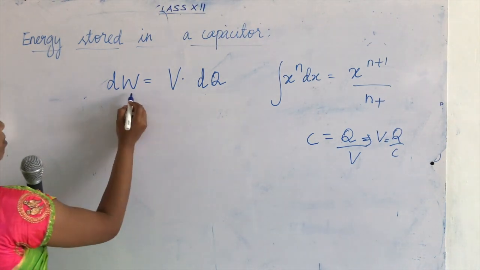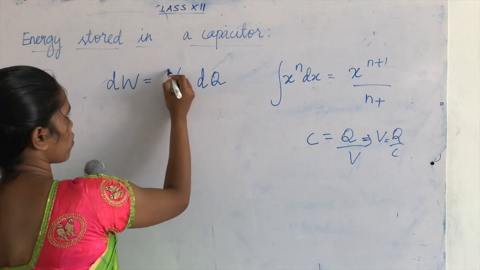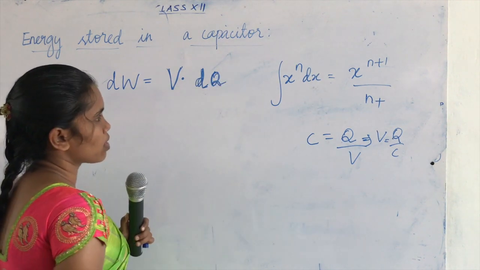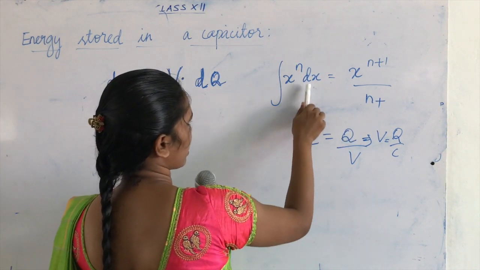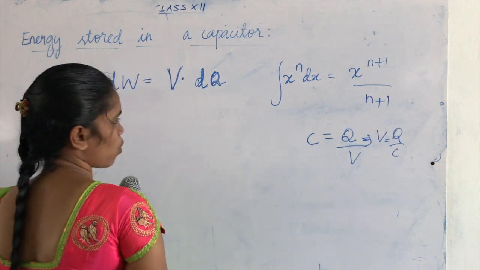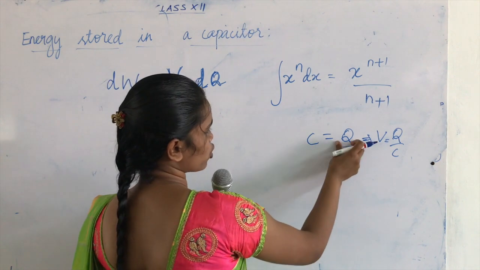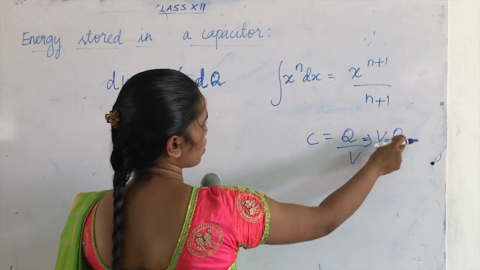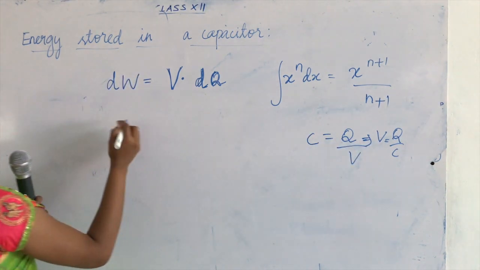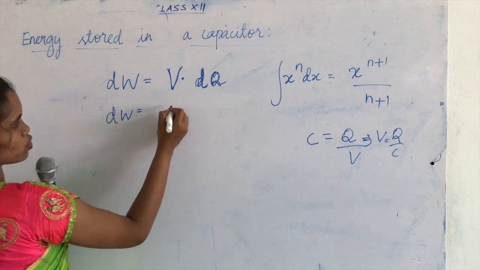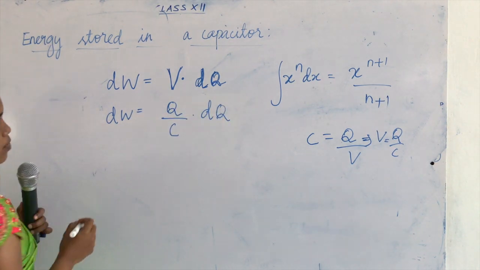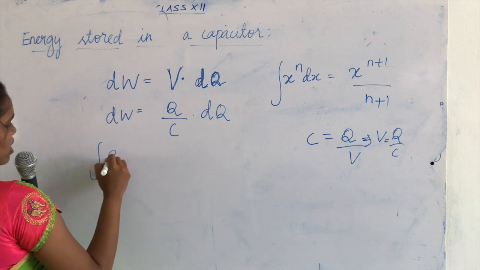Now, dW is the change in work equal to potential into change in charge. We know the integration formula x power n dx equals x power n plus 1 by n plus 1. What is capacitance? Capacitance equals Q by V. We can convert to V equals Q by C. Apply V equals Q by C here, so dW equals Q by C into dQ.